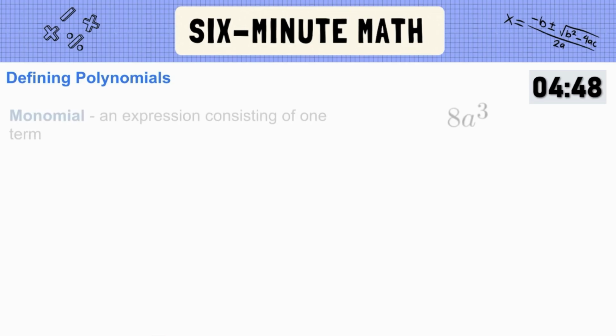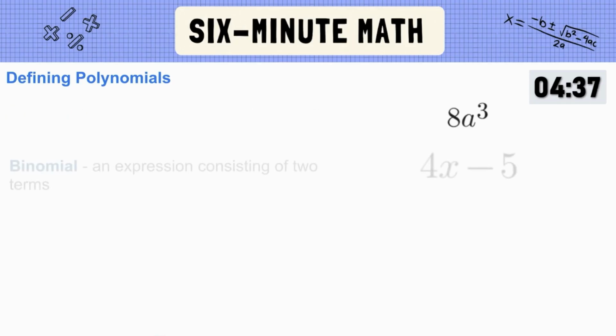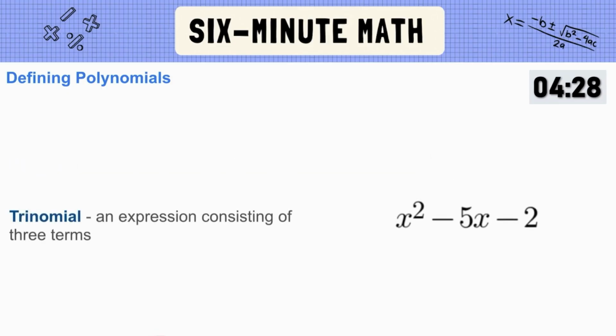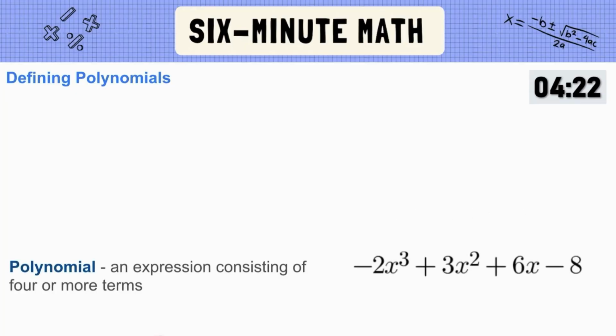When we are defining polynomials, there's four major definitions we can use. A monomial is using one term. Binomial would be an expression of two terms. Trinomial, tri meaning three, is an expression of three terms. And anything above three, so this is four or more terms, is just considered a polynomial.